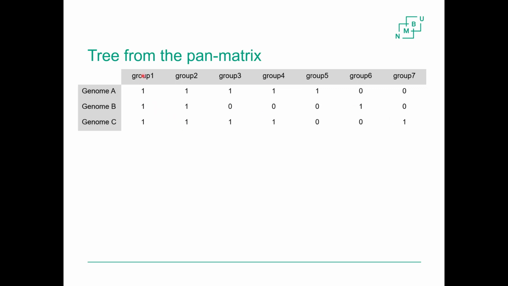And notice now, group 1 and group 2 are core genes because they are present in all. There are only ones here, right? Group 3 and 4 are shell genes because they are present in some, but not all. Absent in a few. While the last 3 here are typically what we call cloud genes because they are present in one genome and absent in all the others.